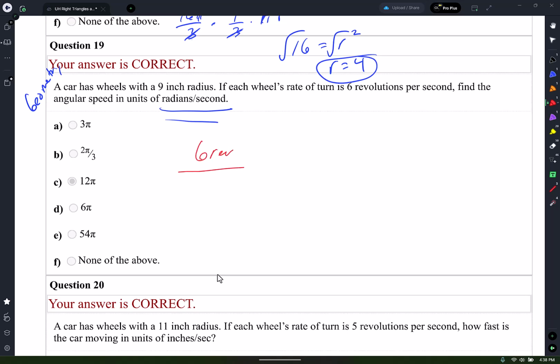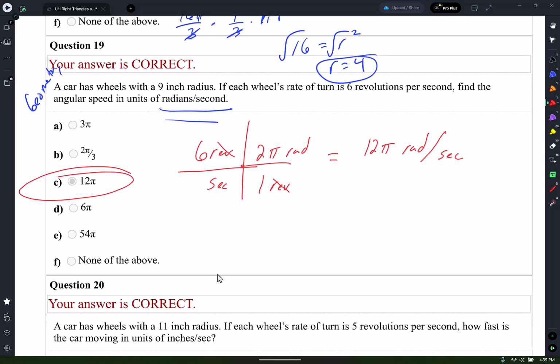6 revolutions per second. In 1 revolution, how many radians do I have? 2 pi radians. Do you guys see what I did there? So look, the revolutions cancel out, and you just have radians per second. What is 6 times 2 pi? 12 pi radians per second. Do you see how we did it, guys?